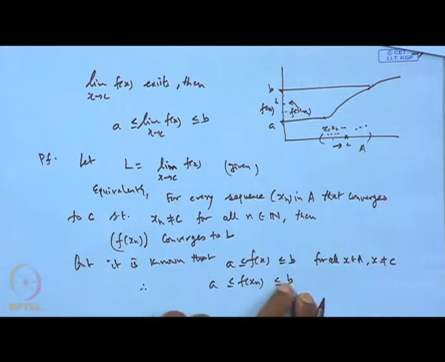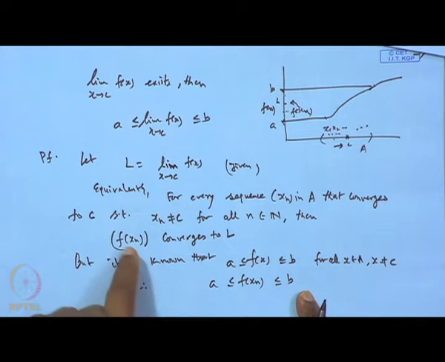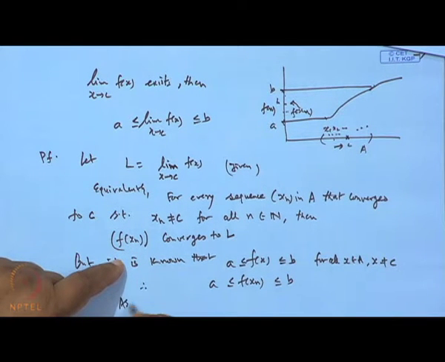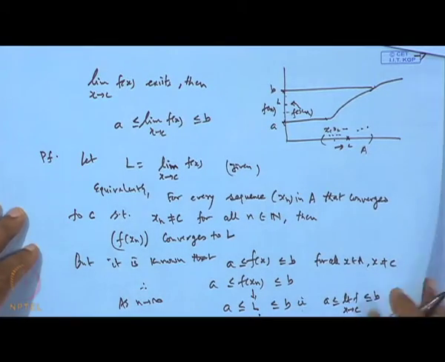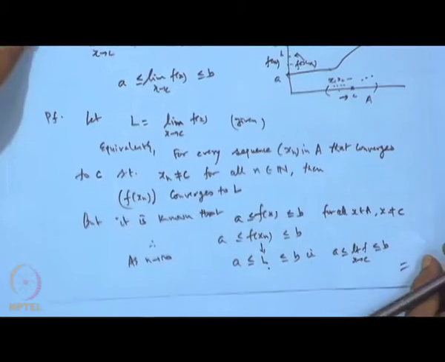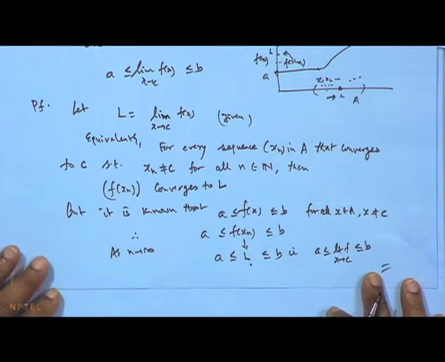So with these two bounds, when you take the limit as n tends to infinity, the sequence f(x_n) goes to L, and this lies between A and B. So A is less than or equal to the limit of f(x) as x tends to C, which is less than or equal to B, and that proves the result, is it not. That proves the result.